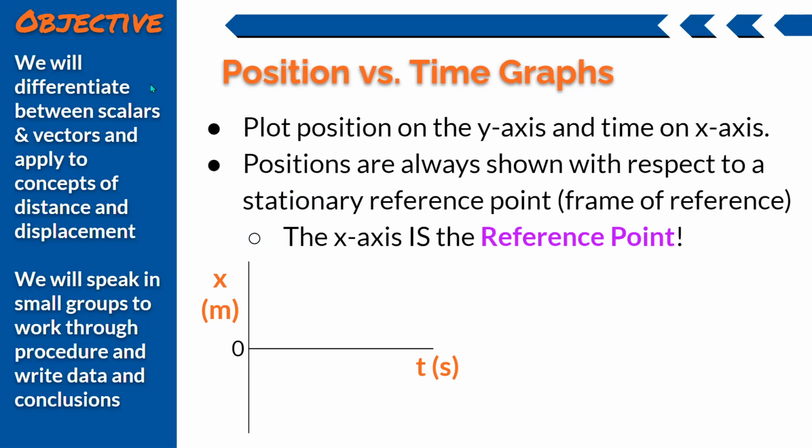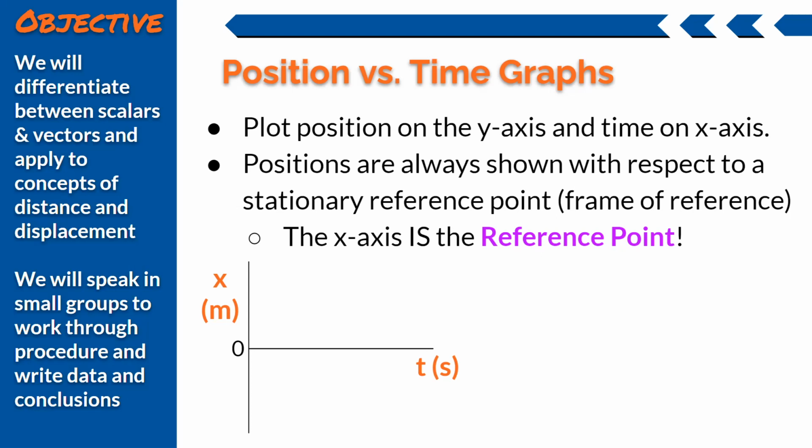All right, so we're going to start with position versus time graphs. We talked about one representation of motion in our previous notes, and that was a dot diagram or motion map. But I made mention of other types of representations of motion, including position time graphs. So we're going to talk about those today.